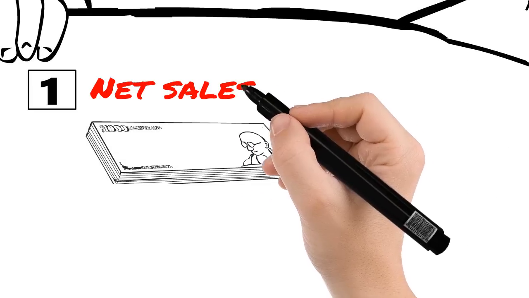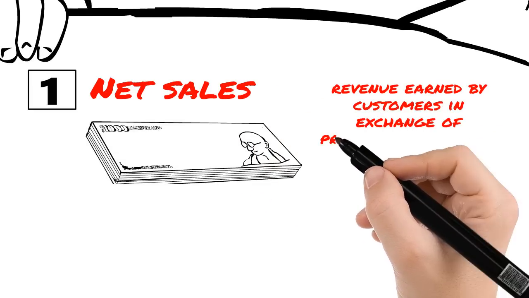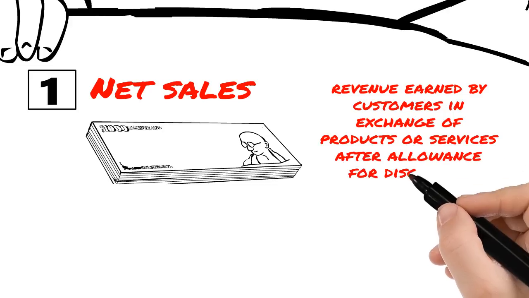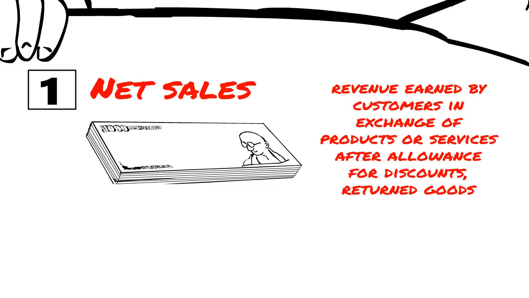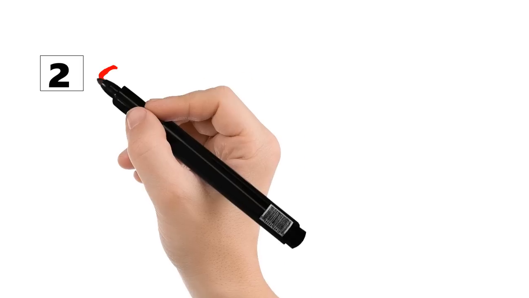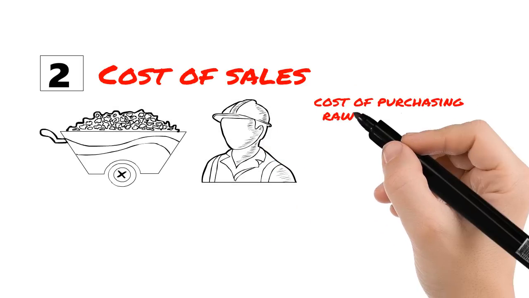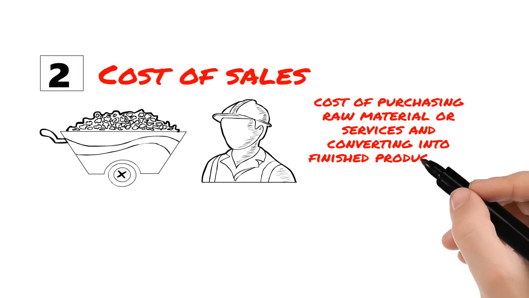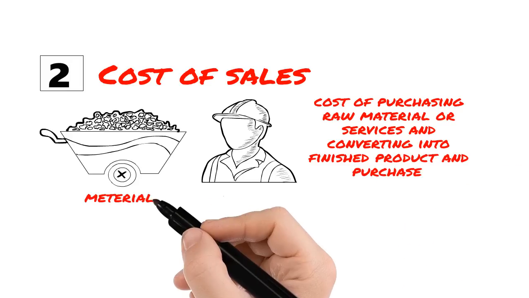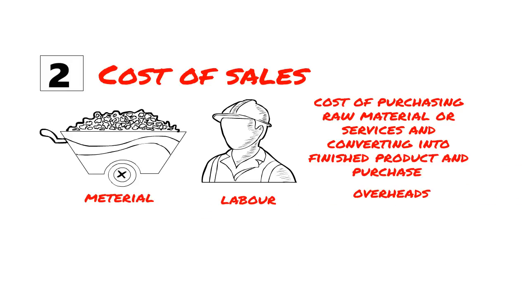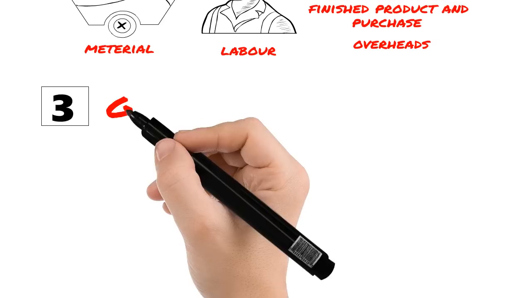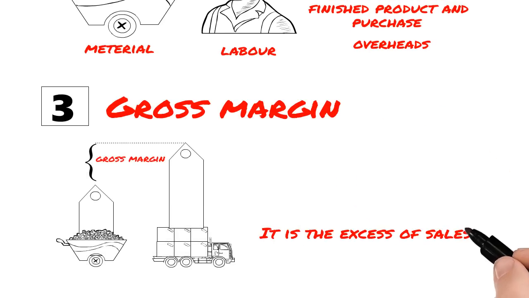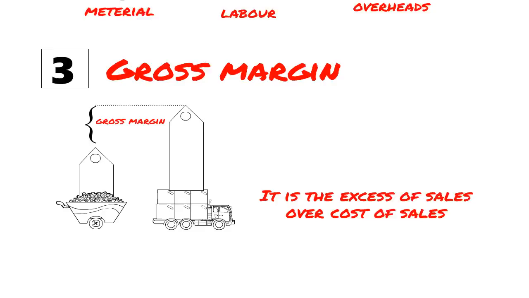Net sales is the revenue earned from customers in exchange for products or services, after allowance for discounts and returned goods. Cost of sales is the cost of purchasing raw material or services and converting them into finished product. It involves material, labor and overheads. Gross margin is the excess of sales over cost of sales.